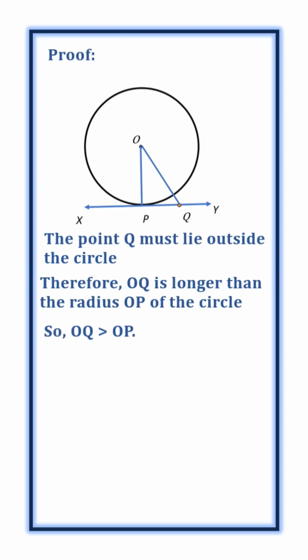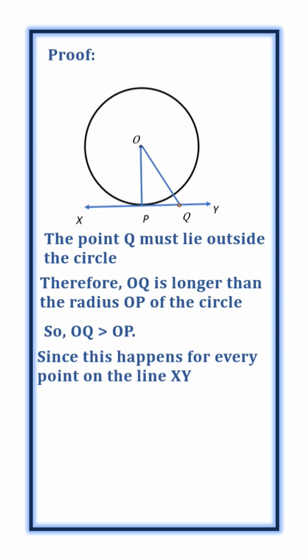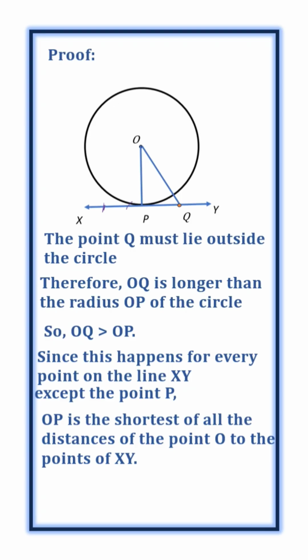Since this happens for every point on the line XY, if Q is here also, then what? OQ is greater than OP, except on the point P. OP is the shortest of all distances of the point O to the points of XY.